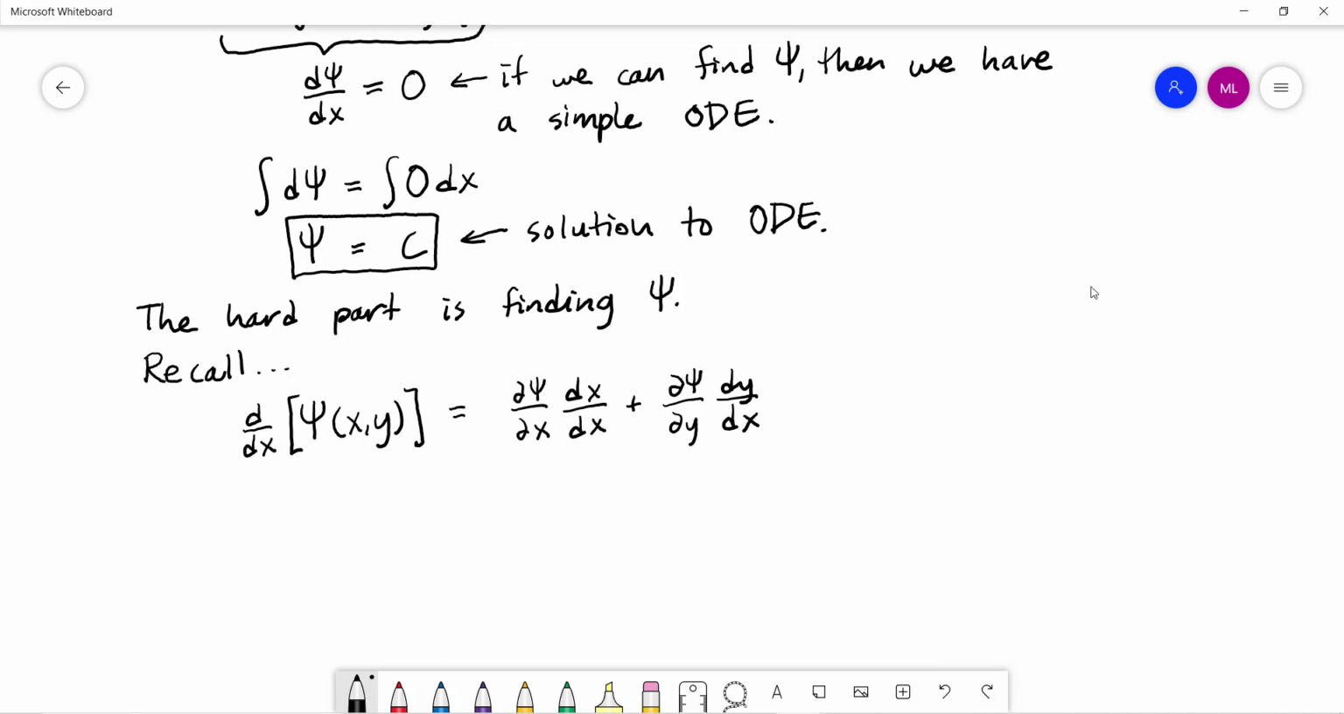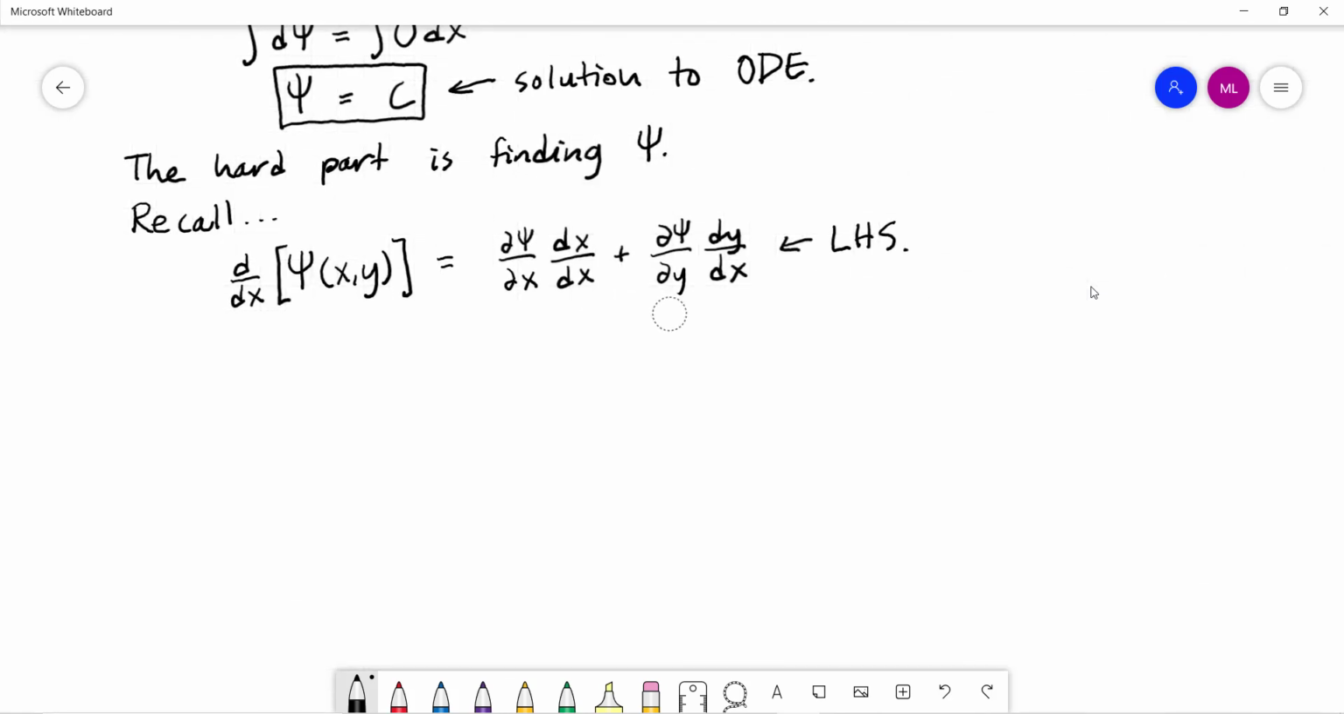And this is what we tried to make be equal to the left-hand side. So notice this term here, I know we've already written this down, this is our partial derivative of psi with respect to y. This term here is our partial derivative of psi with respect to x. This is just 1, and this is our y prime term. And so what the whole thing looks like is simply psi sub x plus psi sub y times y prime.